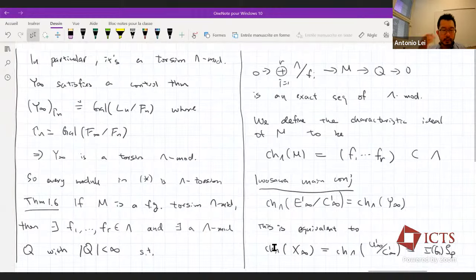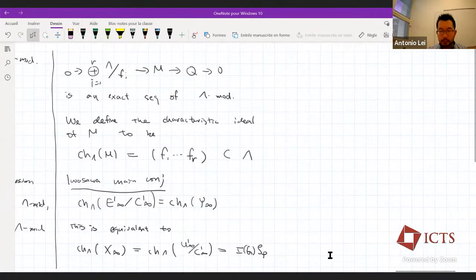So remember, X infinity is some Galois group of my extension over F infinity. So a priori, this is a very algebraic object. So the main conjecture relates somehow the two worlds together, to study what links you should get between them.